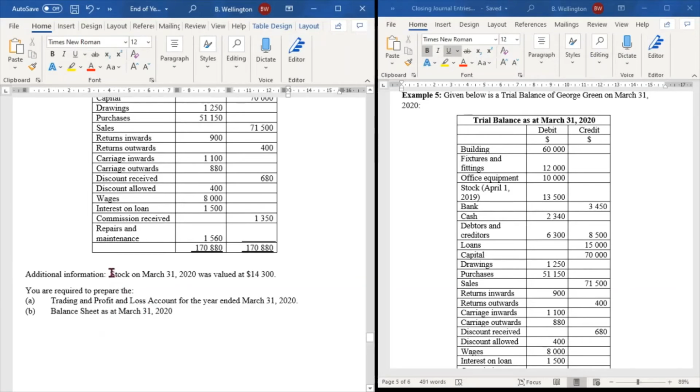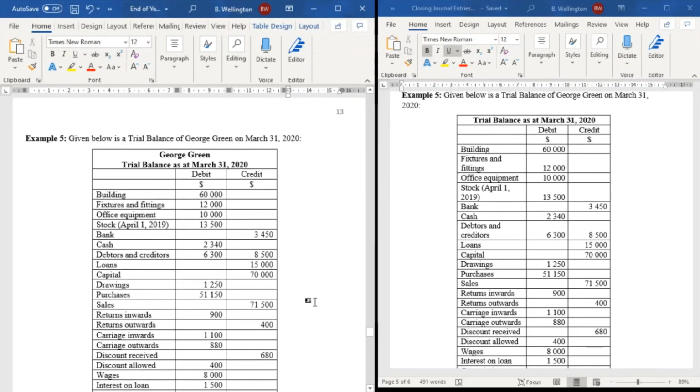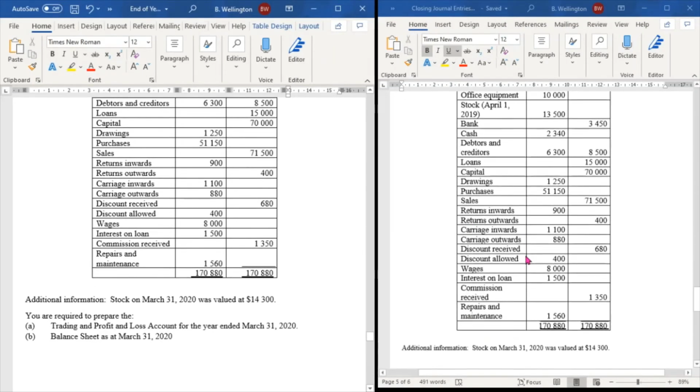Remember, we did a journal entry where we did a double entry where opening stock was shown in the trading account. Yes, so that's an item for the trading account. Okay, so let's go now and do the trading and profit and loss account for George Green on the 31st of March 2020.